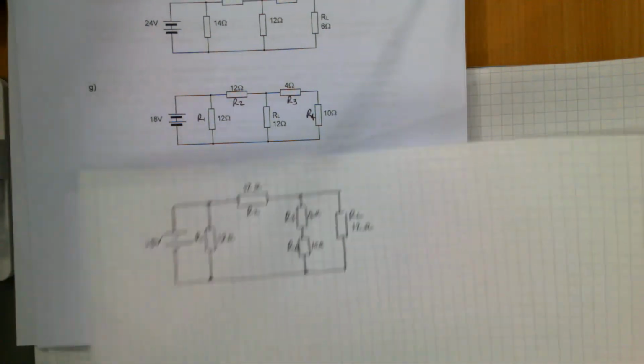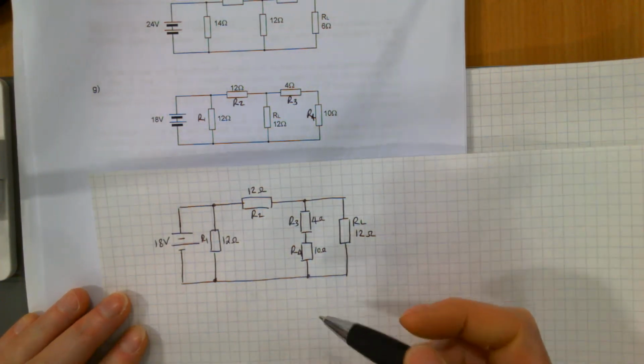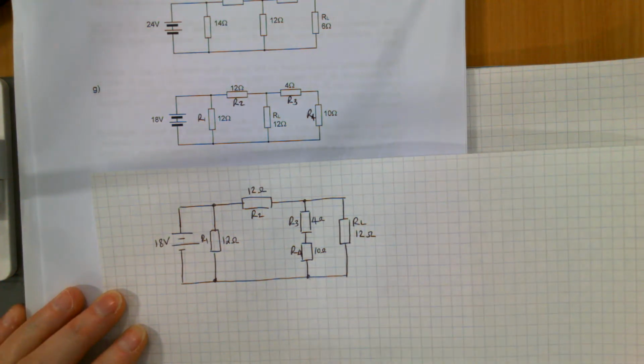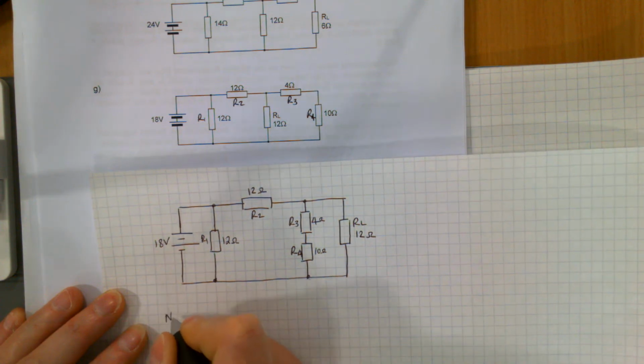So you're going from that to that. You've just moved over these two branches. Now when you do the Norton current, you put a short circuit where your RL would be. So that's your first step to do your Norton current.